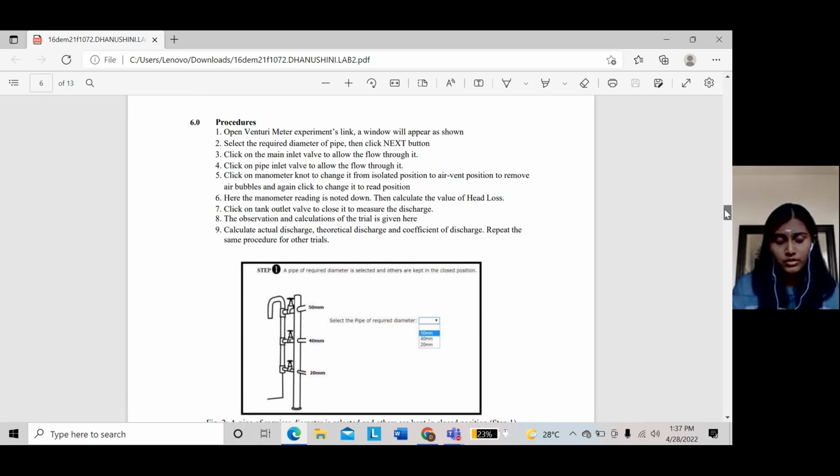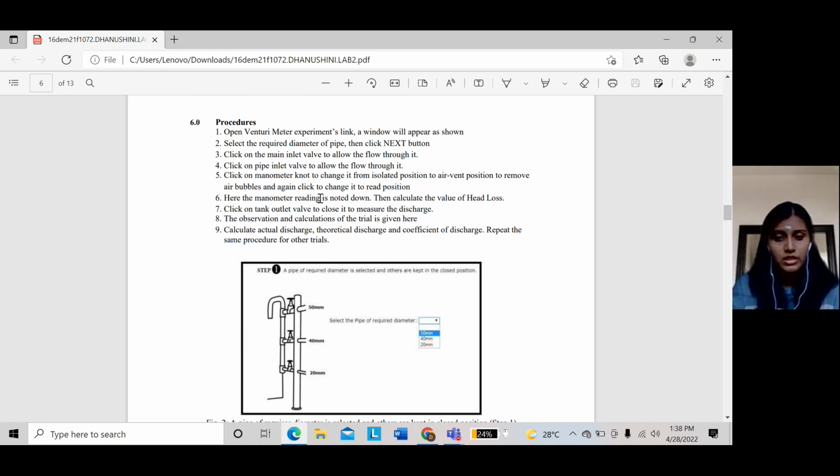So now let's see the procedure. First, open the venturimeter experiments link. A window will appear as shown. Select the required diameter of pipe, then click the Next button. Click on the main inlet valve to allow the flow through it. Then click on the pipe inlet valve to allow the flow through it. Click on the manometer knob to change it from isolated position to air vent position to remove air bubbles, and again click to change it to root position.